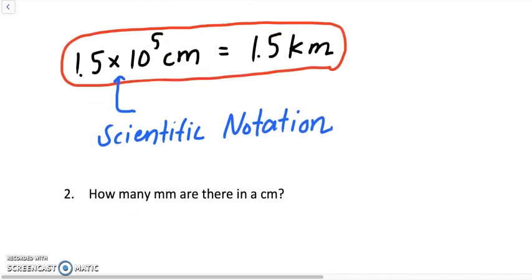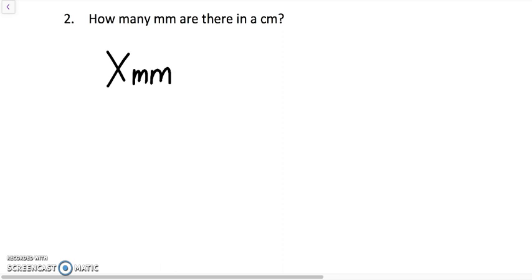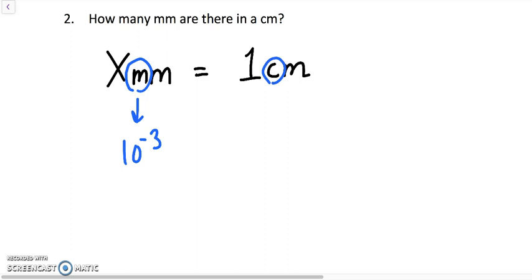Okay, so here is number 2. How many millimeters are there in a centimeter? Again, we don't know how many millimeters, so I'll put an X there. So X millimeters is equal to a, and a translates to 1 centimeter. Now I'm going to use my chart on the first page. Milli is equal to 10 to the negative 3, and centi, just like from before, is equal to 10 to the negative 2.